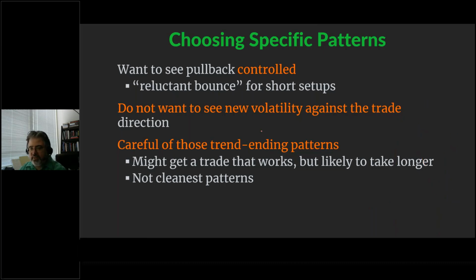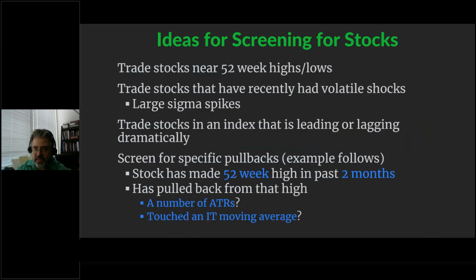You do not want to see new volatility against the trade. That's what this would have been, right? If you have that spike, you're looking to short and you have this, that's not a pullback. That's new upside volatility, and that goes against our trade. And of course, you want to be very careful of the trend ending patterns. One of the things that you do want, I'll show you in a moment, but if you have a trend ending pattern, sometimes the market will stabilize and go into a longer pullback, and that's where the complex pullback can be really interesting, specifically for stocks.